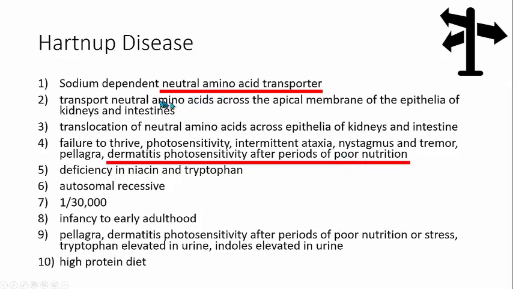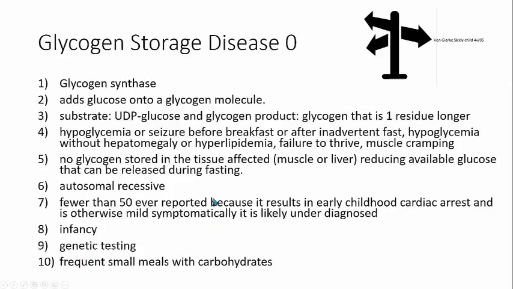It takes up all of the neutral amino acids, not just the aromatics, but it is the loss of the aromatic amino acids that leads to a deficiency in niacin and tryptophan, which gives you the pellagra and dermatitis symptoms. These patients always have photosensitivity, and they may have intermittent ataxias due to the lack of niacin and tryptophan in their diet. They will always have tryptophan elevated in their urine. Their urine will also have indoles, which turns their urine a bluish color.